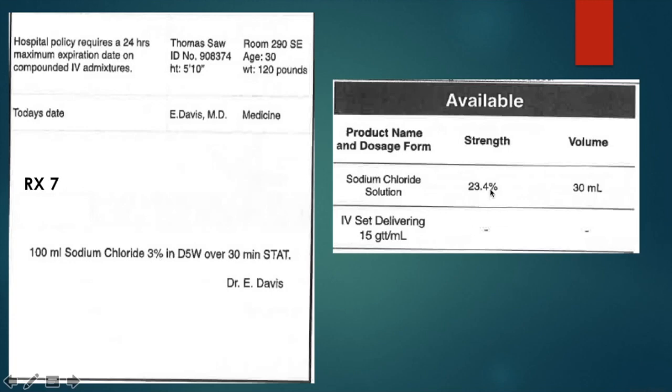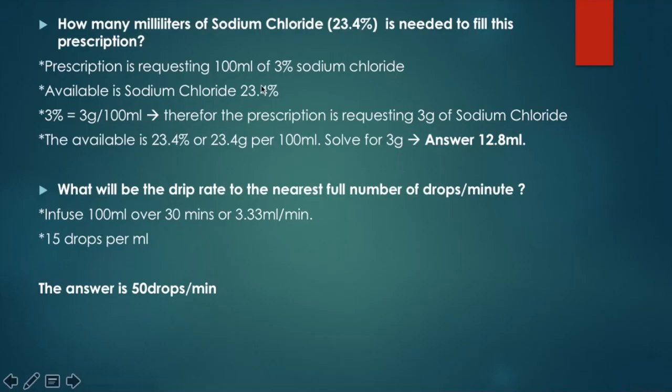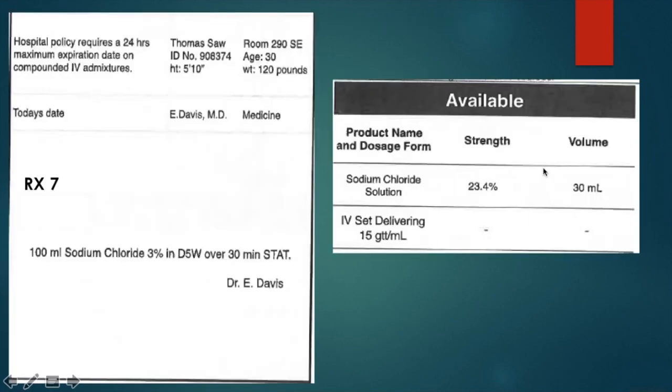This is all I have in the pharmacy, but if you look closely, this is 23.4 grams per 100 ml. The prescription is requesting 3 grams. Set up a proportion, 23.4 grams, because it's 23.4% NaCl that you have in the pharmacy.